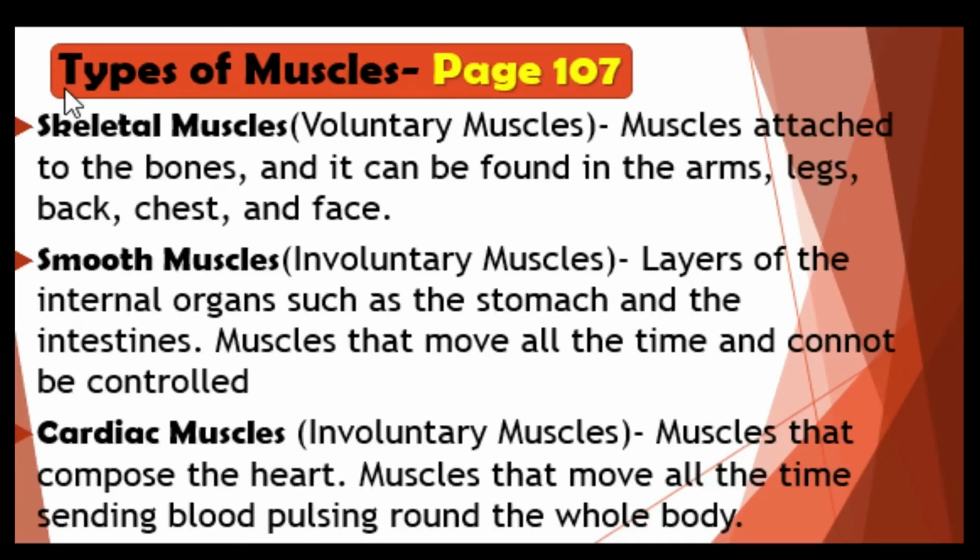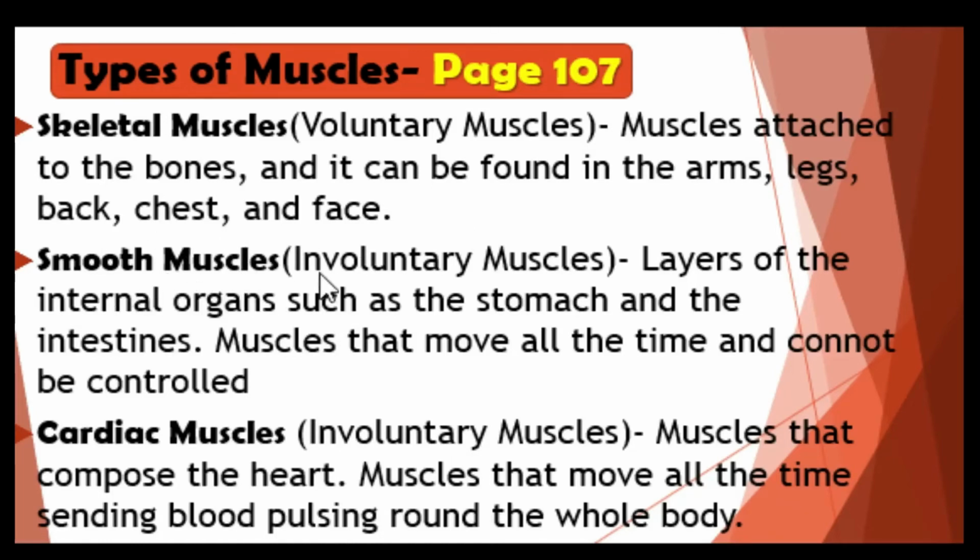Now, let's talk about the types of muscles. It can be found on page 107. Types of muscles, we have skeletal muscles, smooth muscles, and cardiac muscles. When we say skeletal muscles, it is voluntary muscles, which means you are able to control your muscles. Muscles attached to the bones, and it can be found in the arms, legs, back, chest, and face.